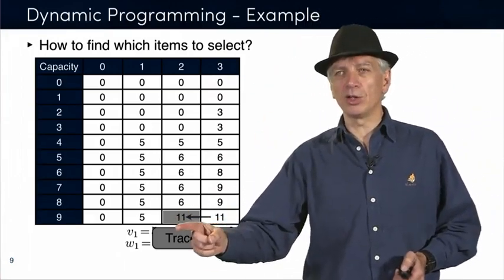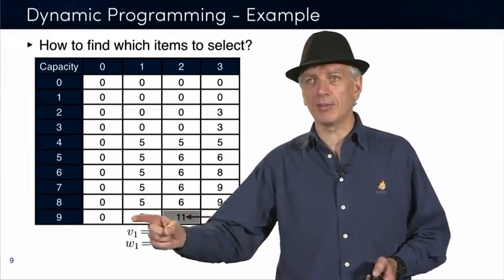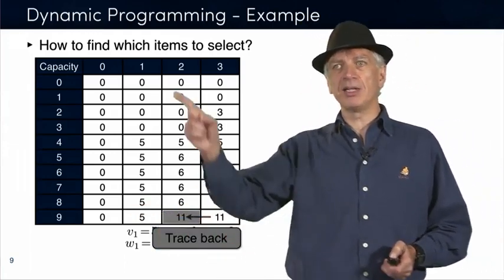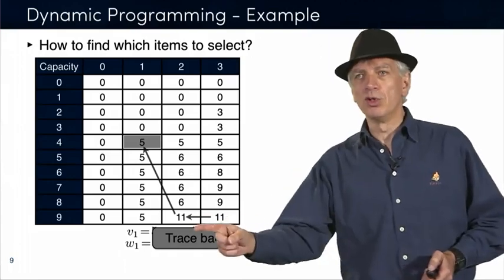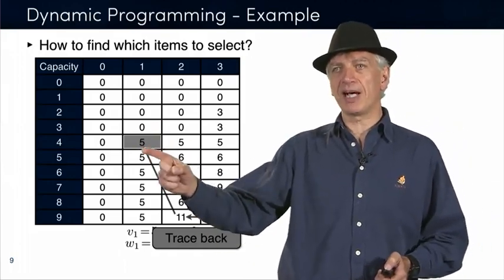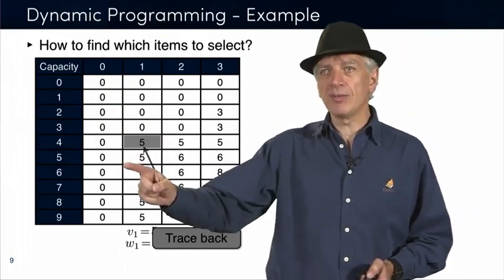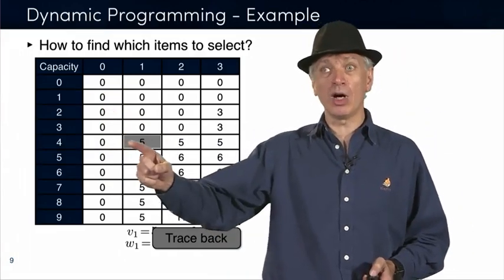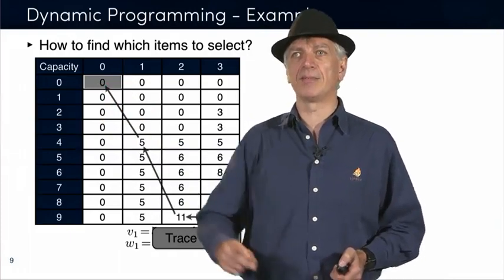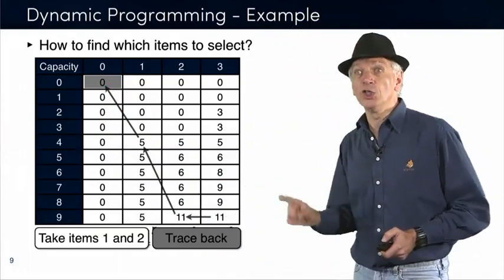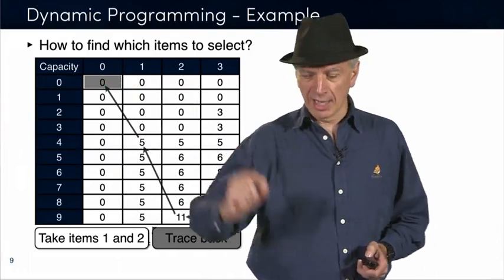Now you look at this value and you do the same thing, okay? So is this the same as that? No, it's not. That basically means that you selected item 2. You remove the weight of that item, you get another capacity that you can use for the remaining items, okay? And you do the same here. 5, is the same as 0? No, that basically means that you selected that item. And so basically at this point, you know that you have selected item 1 and item 2.